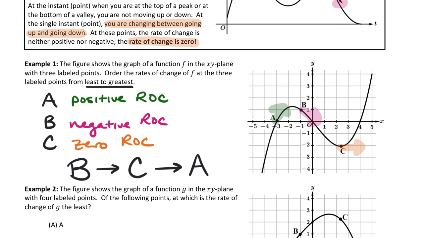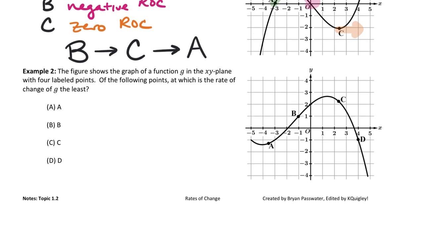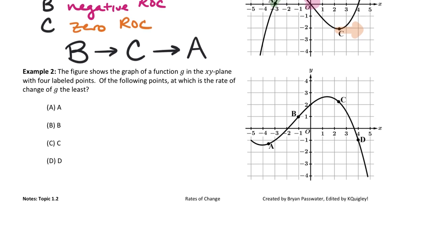Okay? Let's say it's a multiple choice question this time, and it looks kind of the same. We've got a roller coaster graph happening here. It says the figure shows the graph of a function g in the xy plane with 4 labeled points. We have A, B, C, and D. Of the following points, at which is the rate of change of g the least?